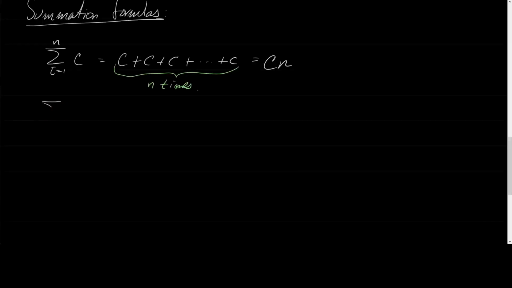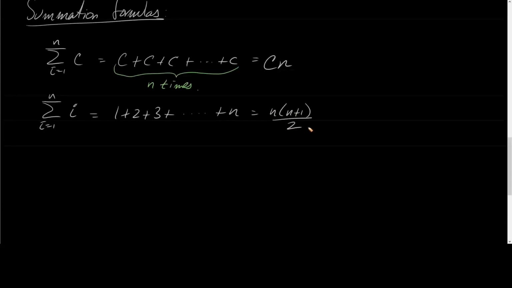Next one, if I have the summation from i equals 1 to n of just i, this actually depends on where we stop up here. It's going to be n times n plus 1 over 2. And perhaps maybe I'll write the sum. So it's 1 plus 2 plus 3 all the way up until n. So that's n times n plus 1 over 2.